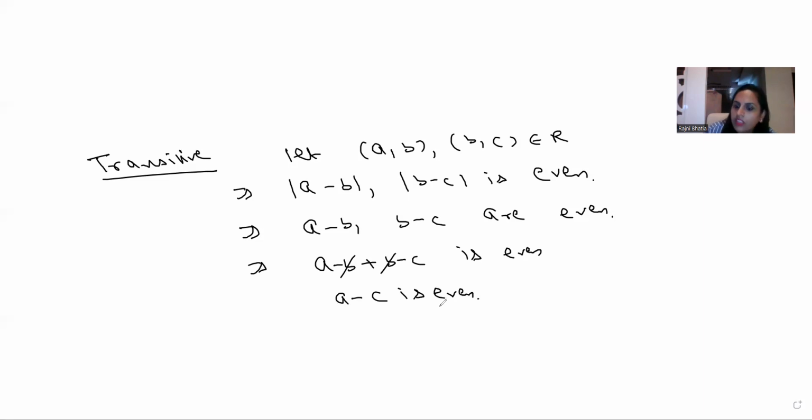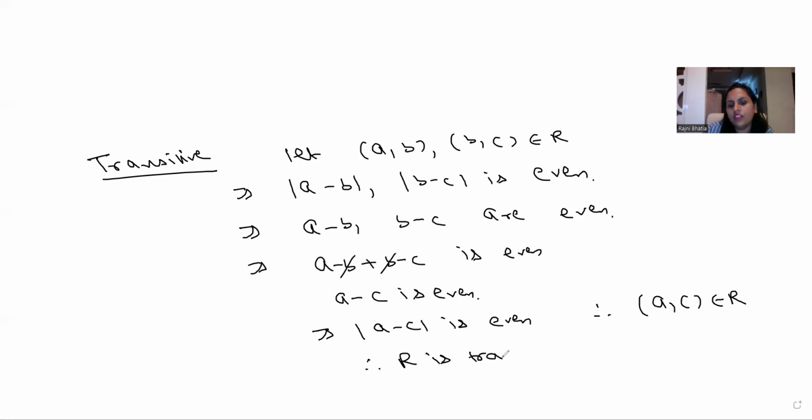If a number is even, then its modulus is also even. This implies modulus of A minus C is even. And therefore we can conclude that (A, C) also belongs to R. And therefore the relation R is transitive.